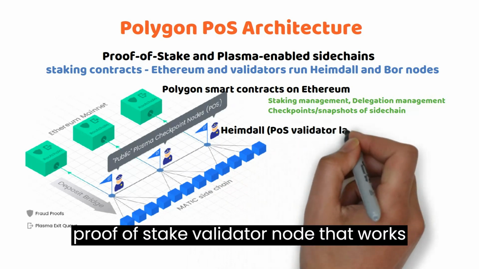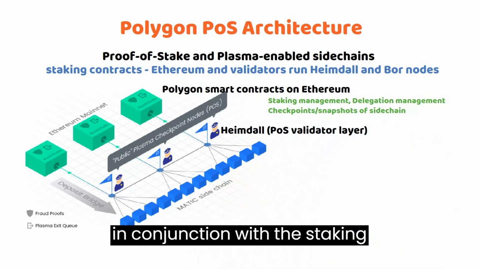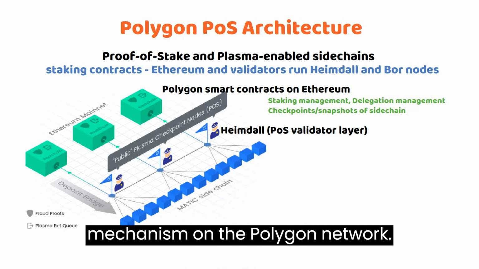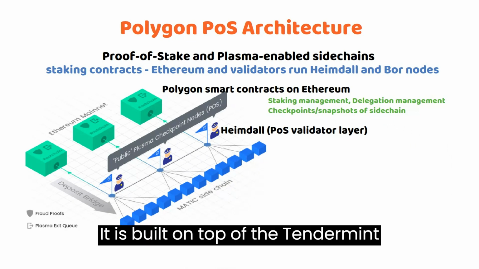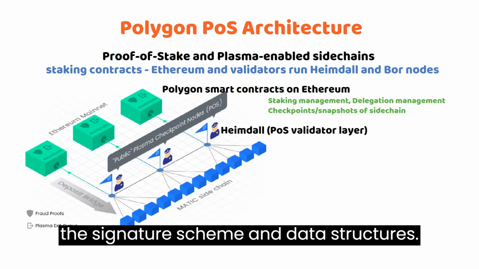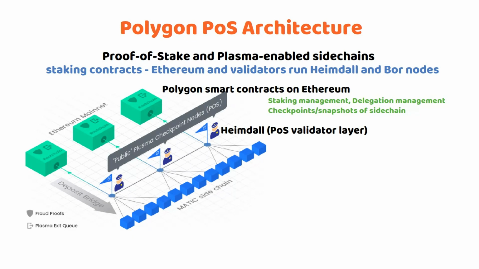Heimdall, proof-of-stake validator layer. Heimdall is the proof-of-stake validator node that works in conjunction with the staking contracts on Ethereum to enable the PoS mechanism on the Polygon network. It is built on top of the Tendermint consensus engine, with modifications to the signature scheme and data structures.